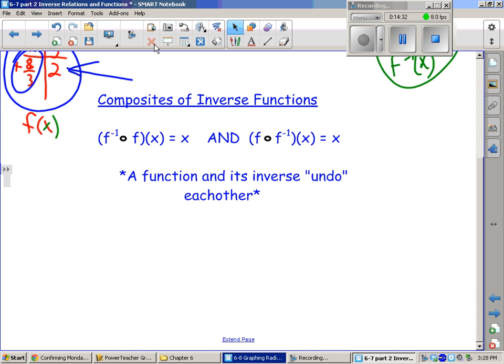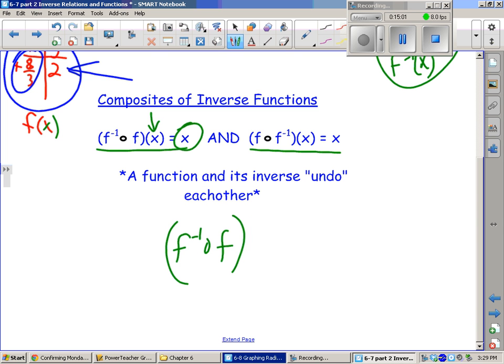This is true of any composite of an original and its inverse. It works in either order. We did this where we plugged into the inverse first and then plugged into the original, but it works the other way also. They're always going to undo each other. So whatever your input was, which was the 2 in our example, that's just your answer. So choose your answer when you have f of f inverse or f inverse of f.